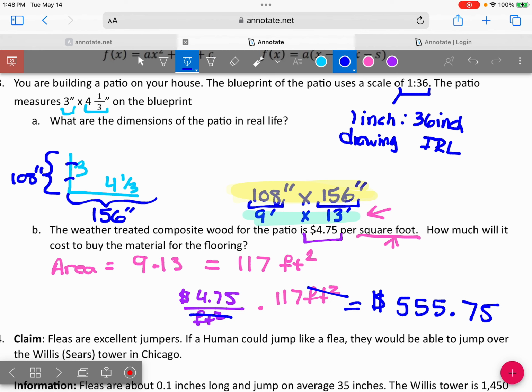So for my patio, I can find out the cost of the flooring just from the picture and the price. Questions on any of these pieces? I felt like we kind of jumped all over the place on this one.